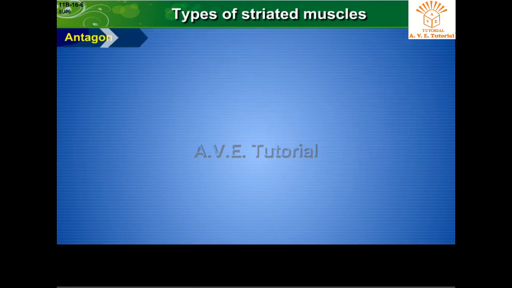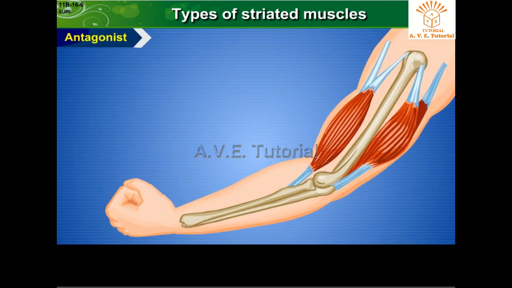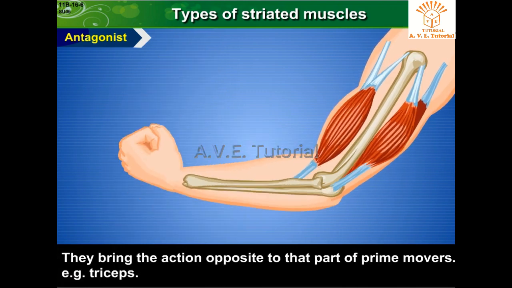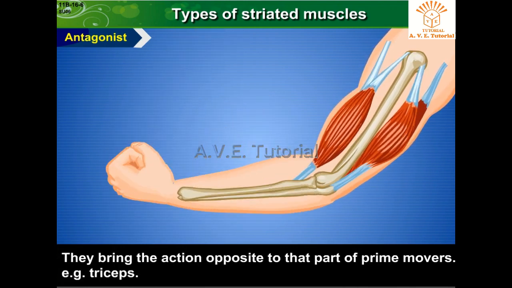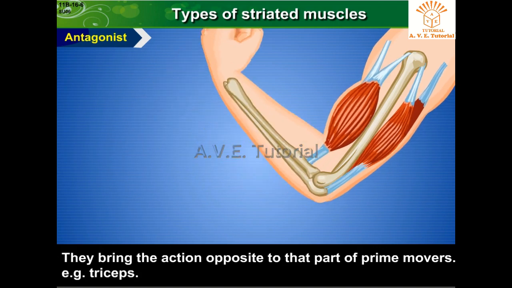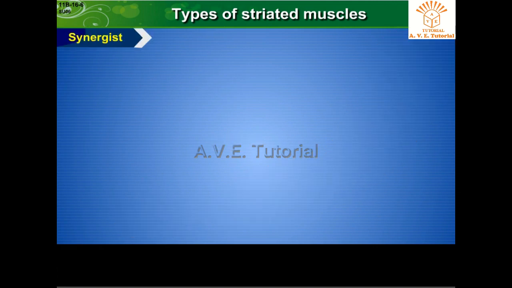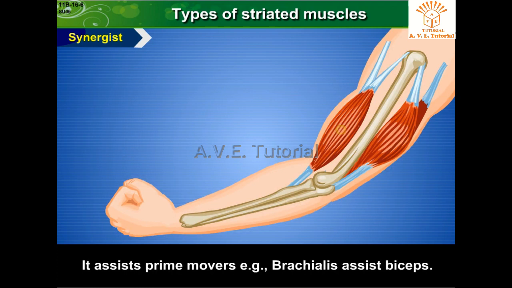Second, antagonists. They bring the action opposite to that part of prime movers. For example, triceps. Third, synergists. They assist prime movers. For example, brachialis, assist biceps.